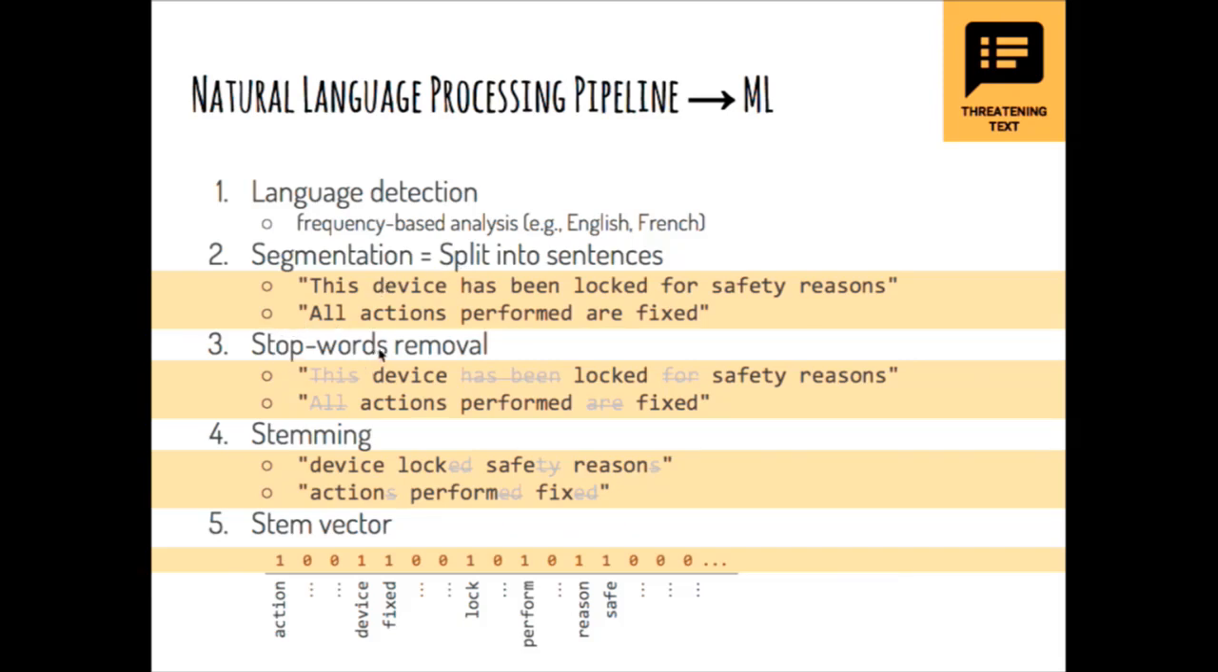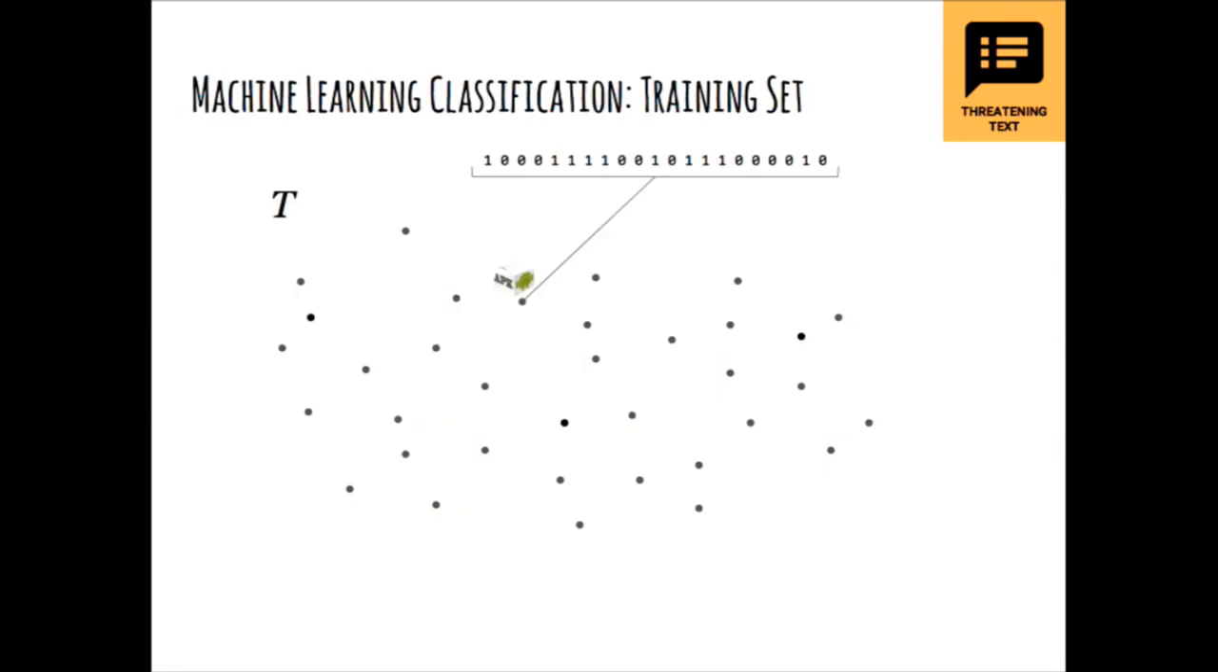Stop word removal, that is removing non-interesting words, is also language dependent. Right? There are dictionaries of stop words out there. Stemming is also language dependent. Stemming means that we reduce every word to its basic form, such as locked becomes lock, safety becomes safe, etc. So at the end of the day, we have a vector that encodes the presence or the absence of the words that we have analyzed so far.